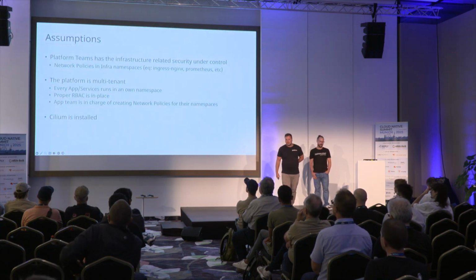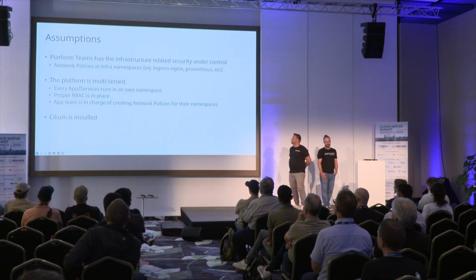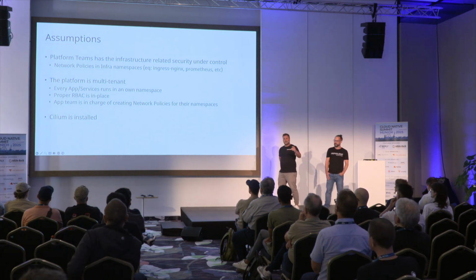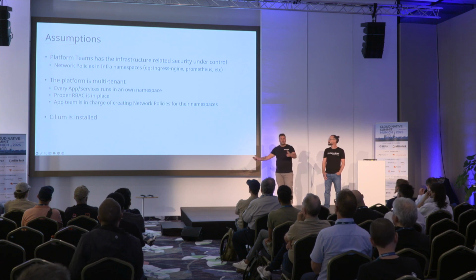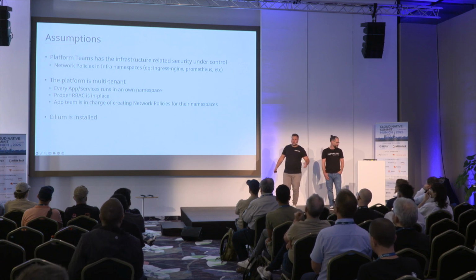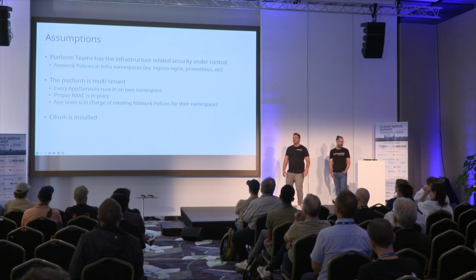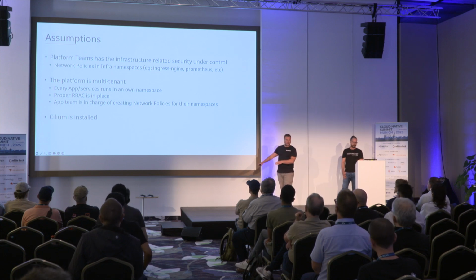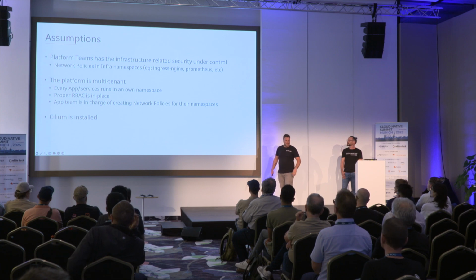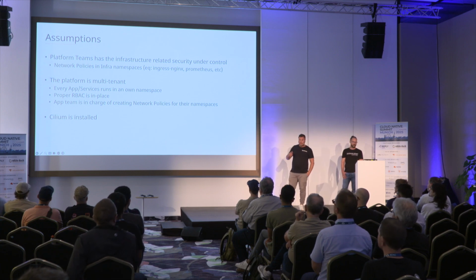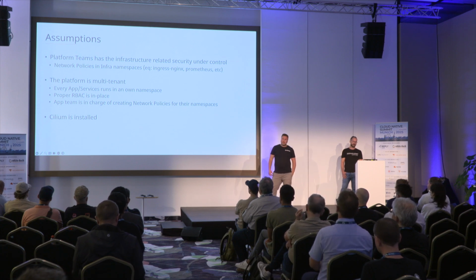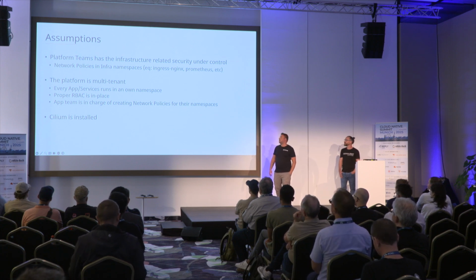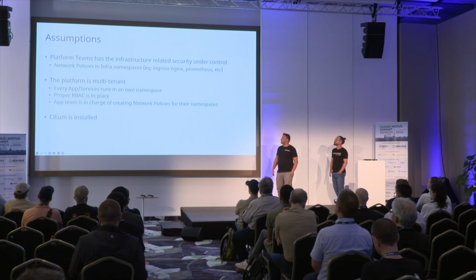For our presentation, we assume some things. We are running on a platform, because platform is a hot topic. The platform team has their own namespaces, like Ingress, Nginx, monitoring stacks, whatsoever. So we assume that the platform team manages their own network policies for these slides. The platform is multi-tenant, so every app, every service, every team has their own namespace, and proper RBAC is in place. We will also talk about that in some moments.